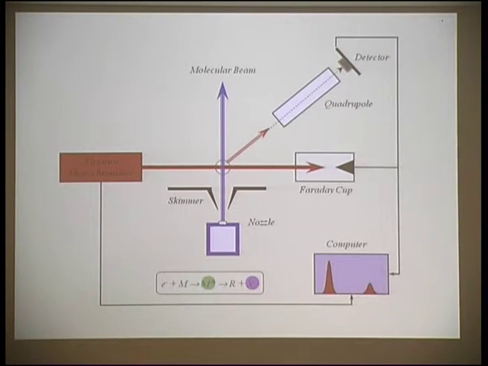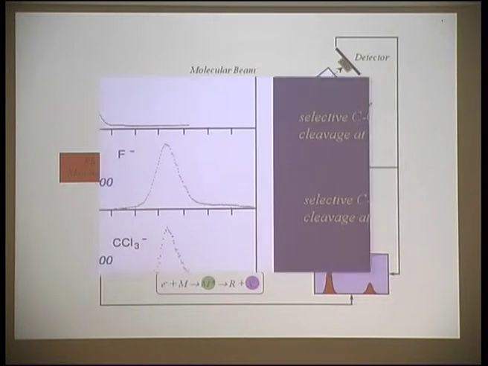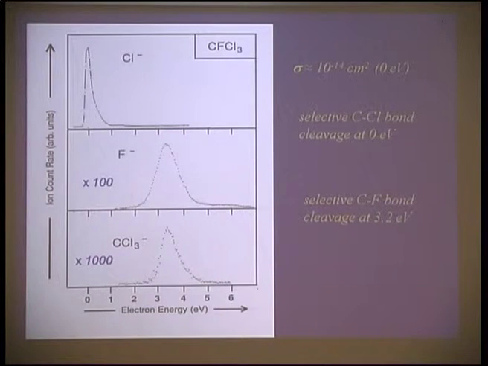You may form this compound state. And this compound state may live long enough that you can detect it by mass spectrometry, or the molecule breaks apart and you can detect a fragment ion, X minus. The usual way is to just scan the electron energy and look at which energies a particular fragment appears. So before going to biomolecules, one example from the prehistoric times, deep into the last millennium.